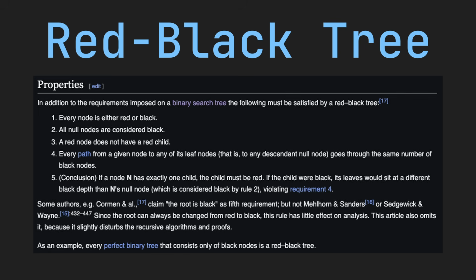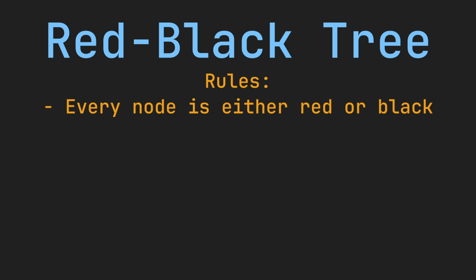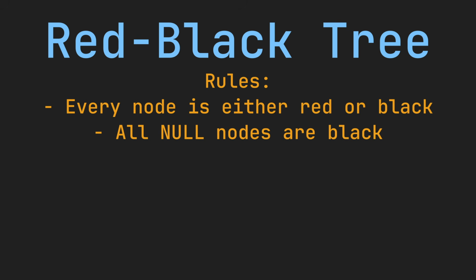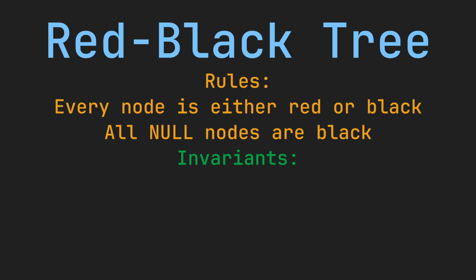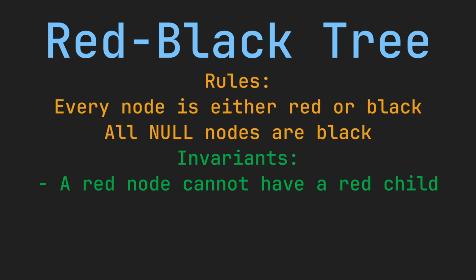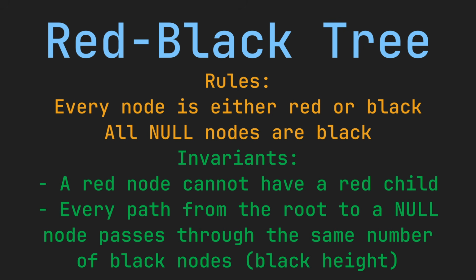But before that, what even are the rules and invariants? First, every node is colored either red or black. Second, all null nodes, so empty children, are colored black. By convention the root is black, but it really doesn't matter. The red-black tree has two invariants. The red invariant says that a red node does not have a red child, and the black invariant says that every path from the root to a null node goes through the same number of black nodes, which is called the black height. Yeah, completely unintuitive conditions.